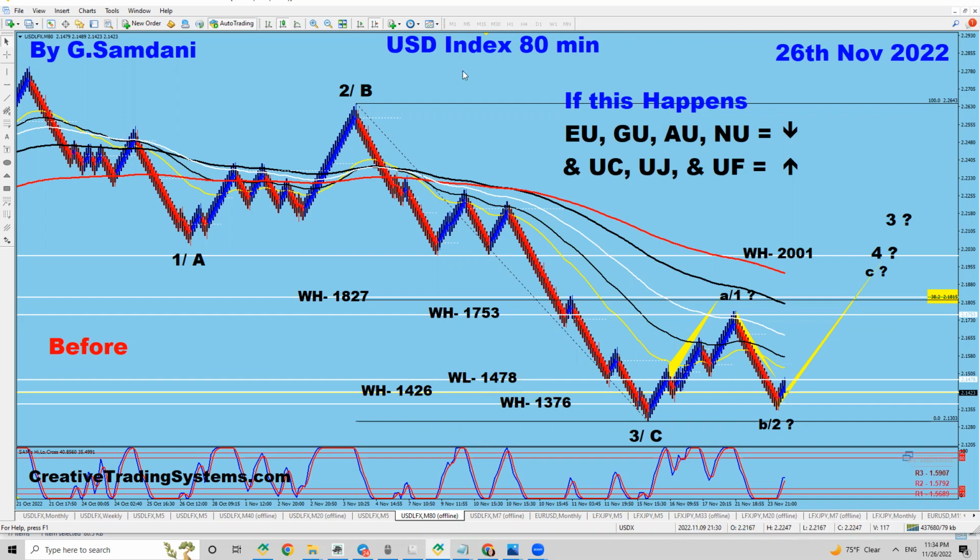So if I'm right about the US dollar index going up for wave C of 4, the US dollar is going to get strong. These four pairs will have a chance to go down, and these three pairs will have a chance to go up. All right, so let's do it next week.